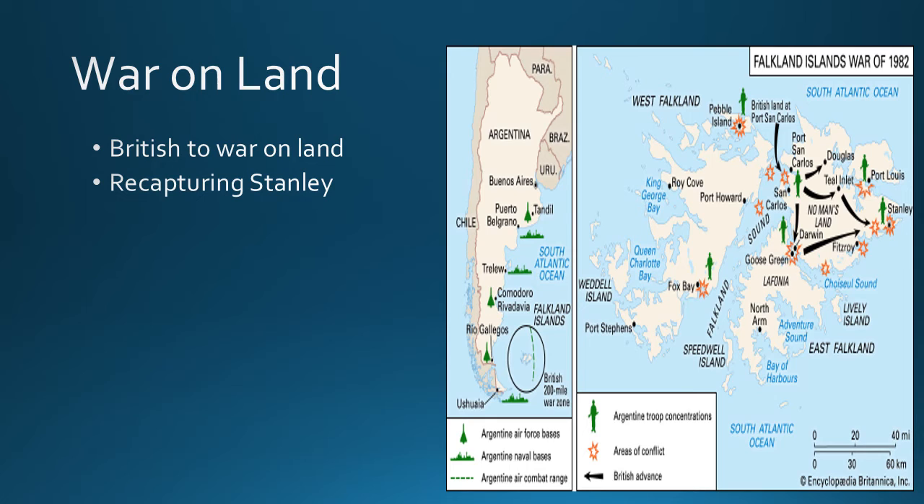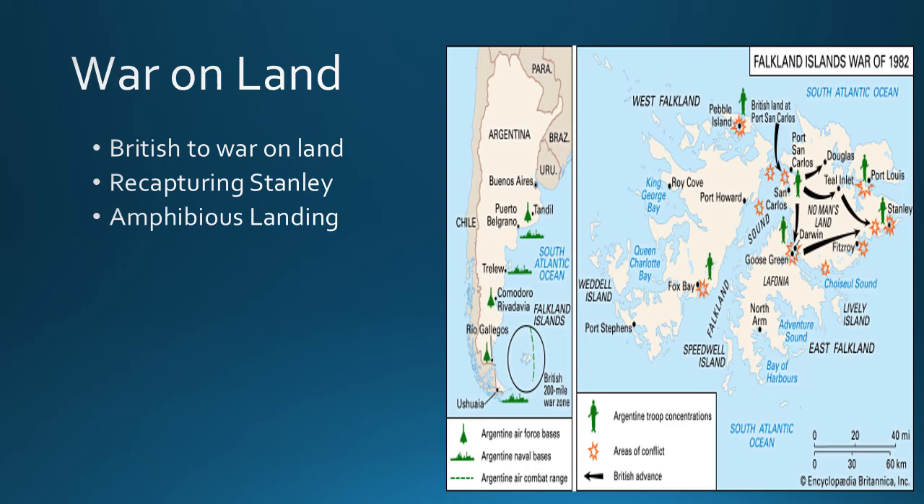So the major goal becomes recapturing Stanley, which you can see over here. Stanley is the capital of the Falklands. Again, capturing Stanley would be very critical and very important. Again, anytime in a war you're able to capture the capital, that's a really good thing.